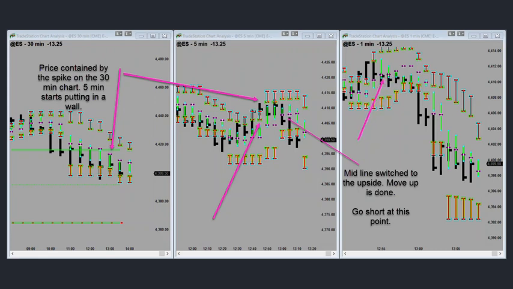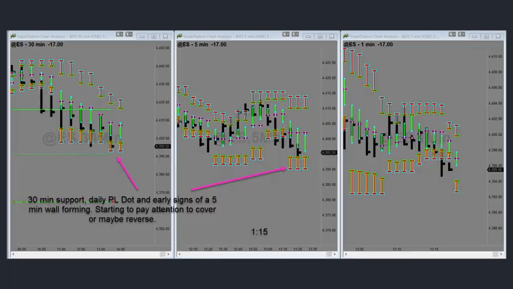So this is where you're either going to cover, and it's doing the same thing, I should say, on the 5-minute here. Price is being contained by the spike. They're starting to form a wall here, forming a wall on the 1-minute. So this is where you either would cover or a little bit bolder trader would reverse. And you can see on this 1-minute chart how prices collapse down below the oncoming and pushing down, and it would have been a very good short position.